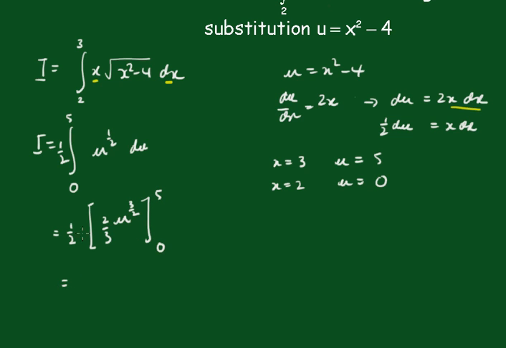Almost done. Take that 2/3 out to get rid of it, and it becomes 1/3, and this becomes 5 to the 3 over 2 minus, this is going to be 0. So our final result would be equal to 5 root 5 over 3.